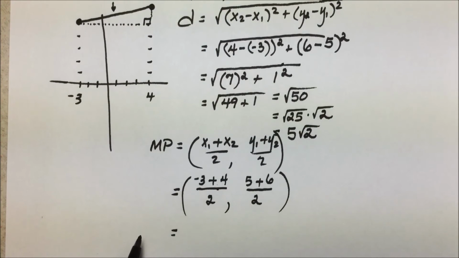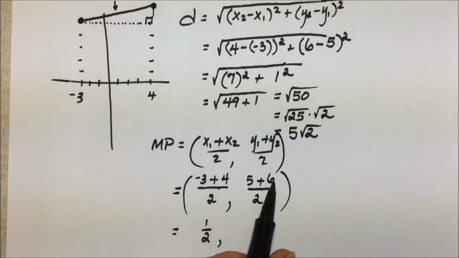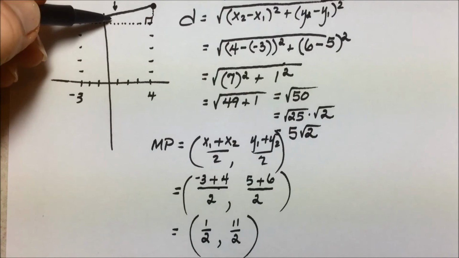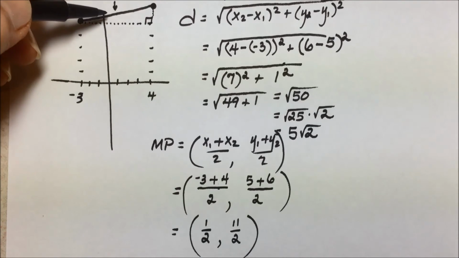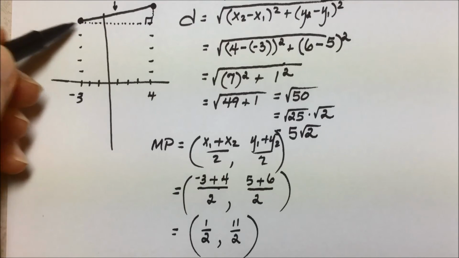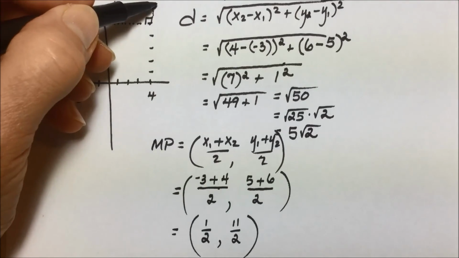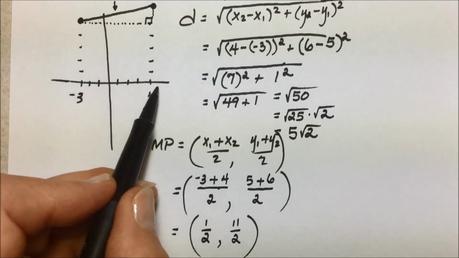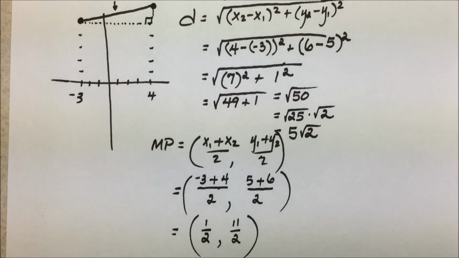Simplifying, -3 plus 4 is 1 over 2. 5 plus 6 is 11 over 2. So the midpoint is at 1/2 and 11/2, which is 5.5. Because we were at a height of 5 and a height of 6, 11/2 makes sense for our vertical value, as does the 1/2 if you're looking for the average between the -3 on our x for our first point and 4 on our second one.